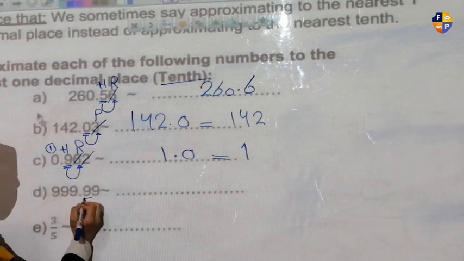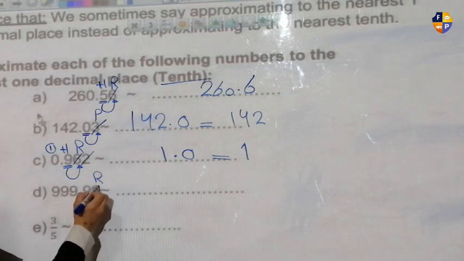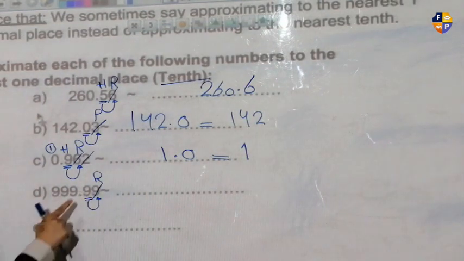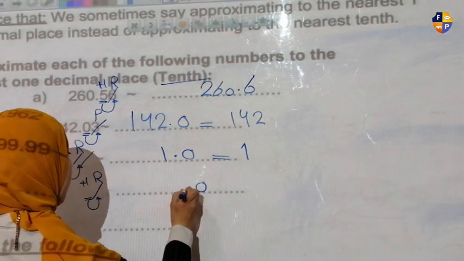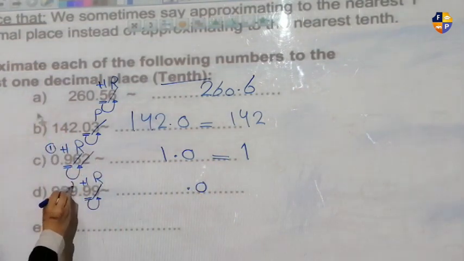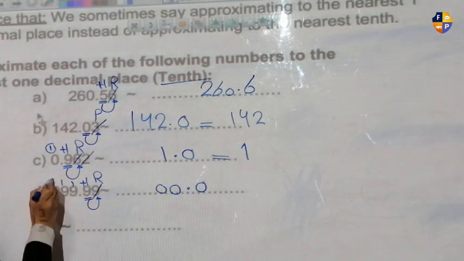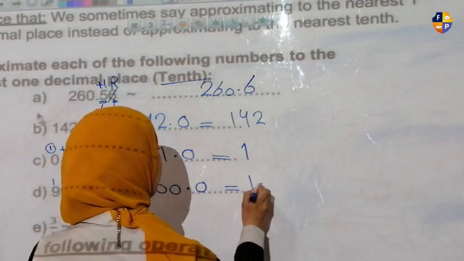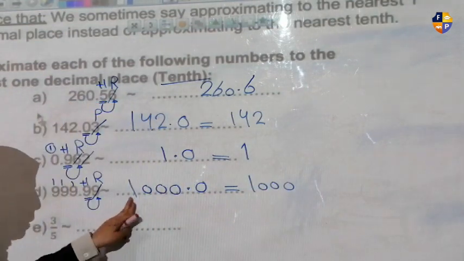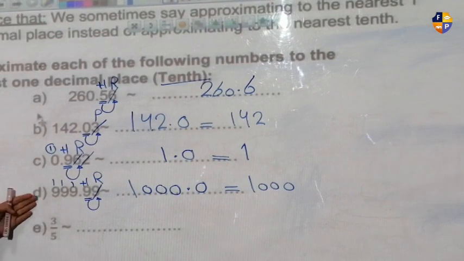Letter D, 999.99. Underline the digit in tenths. Look at the digit after tenths. 9 is rich. Cancel the digit after tenths. Add 1 to tenths. 9 plus 1 equals 10. 0, then put the decimal point, carry 1. 1 plus 9, 10. 0, carry 1. 1 plus 9, 10. 0, carry 1. 1 plus 9, 10. It will be 1000. 1000.0 equals 1000.